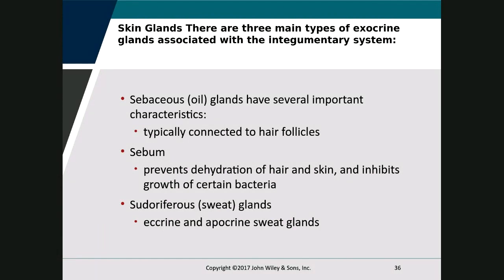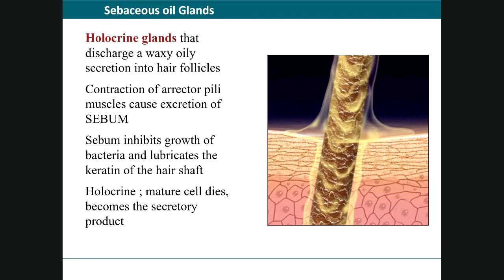So there's three types of exocrine glands that exist that are considered skin glands. So we just talked about the sebaceous oil glands, right? So they're connected to hair follicles and they secrete a sebum. Sebum is important for prevents dehydration and inhibits the growth of bacteria on the hair. We also have sudoriferous sweat glands. And there's two types. There's the eccrine sweat glands and the apocrine sweat glands. So let's look at these in more detail.